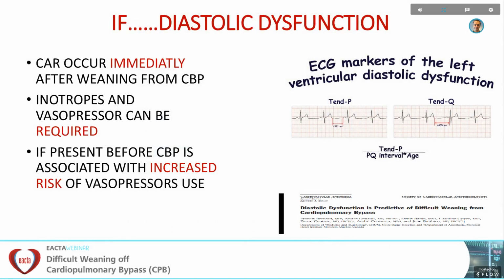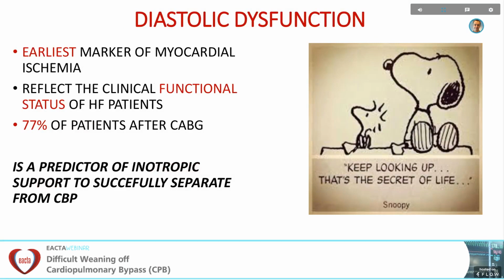The last situation that we need to check and be aware of is diastolic dysfunction. Diastolic dysfunction can occur immediately after weaning off cardiopulmonary bypass and can require inotropes and vasopressors. If it is present before cardiopulmonary bypass, it increases the risk, for example, of vasopressor use. Diastolic dysfunction is a predictor of inotrope support. It is the earliest marker of myocardial ischemia and can reflect the clinical functional status of our patient.